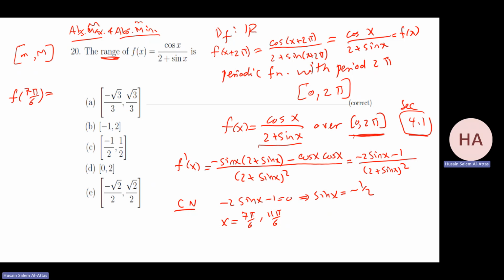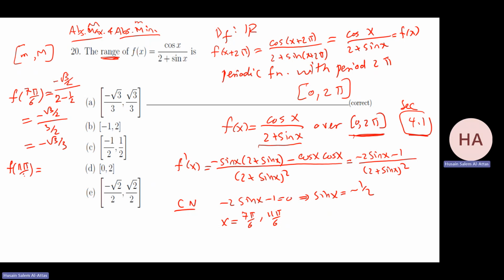That gives me what? Cosine 7 pi over 6, which is in the third quadrant. That will be minus square root 3 over 2, minus half. That will be minus square root 3 over 2, 2 minus half, that will be 3 over 2. That gives me minus square root 3 over 3. Okay. F of 11 pi over 6.